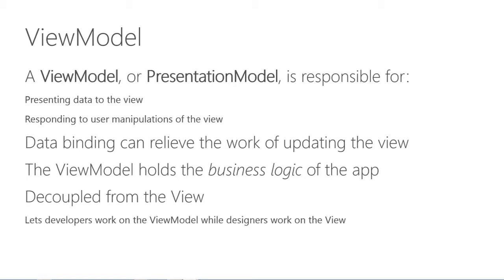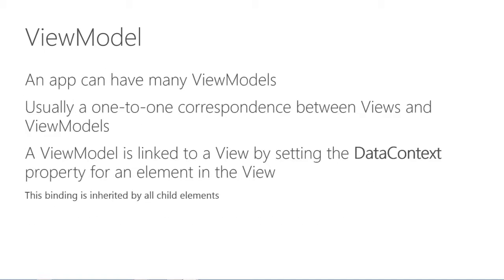Developers work on the view model while designers work on the view, and that's why design time data on your view model and your view can be quite handy, especially for your designers. Again, an app can have many view models. Usually it's a one-to-one correspondence with views, not required, but usually. And a view model is linked to a view by setting the data context. It's really as simple as that.